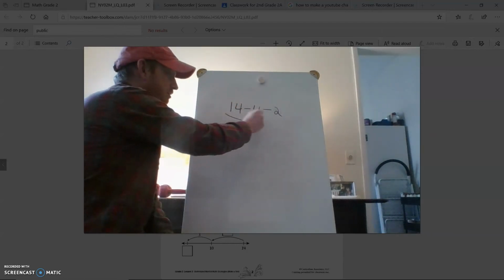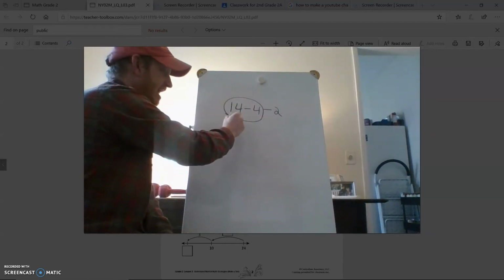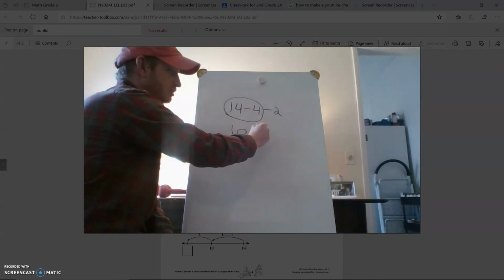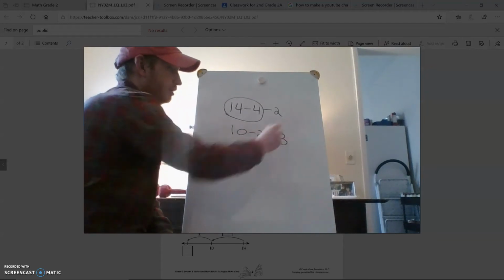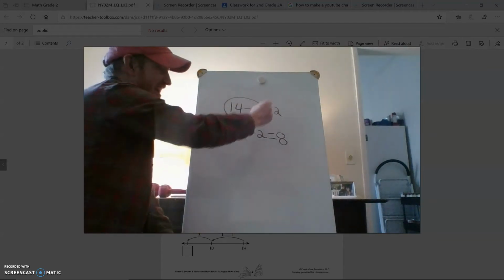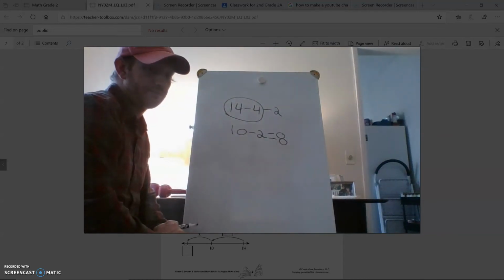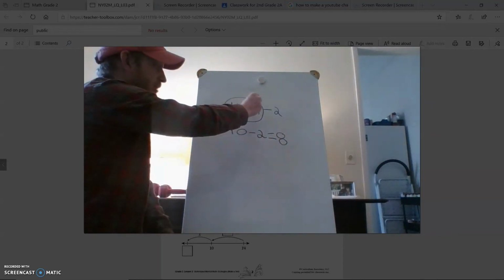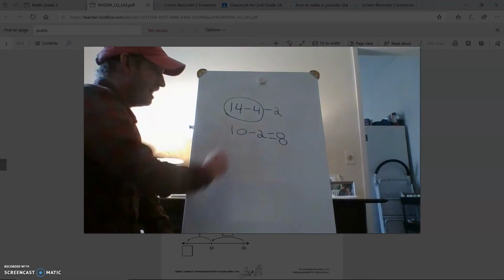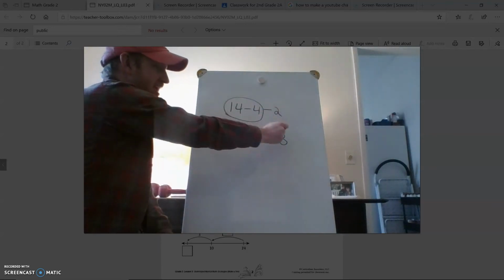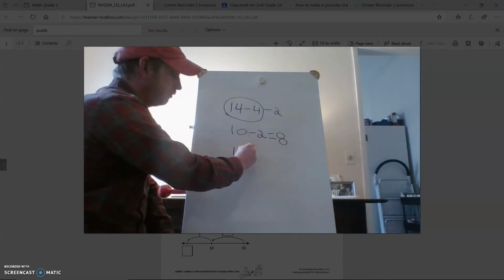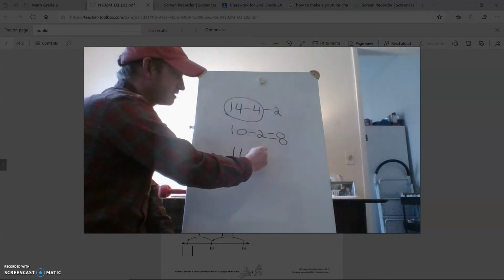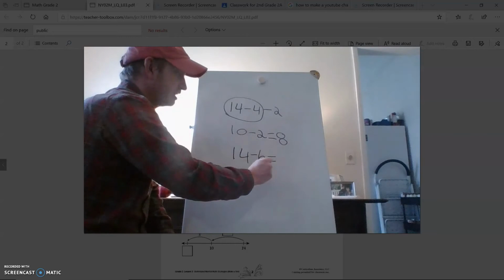Well, 14 minus 4 is 10. So 10 minus 2 is 8. Because remember, we had to bring down our 2 because we hadn't used it yet. And so if 14 minus 4 is 10, and 10 minus 2 is 8, then 14 minus 6 is 8.